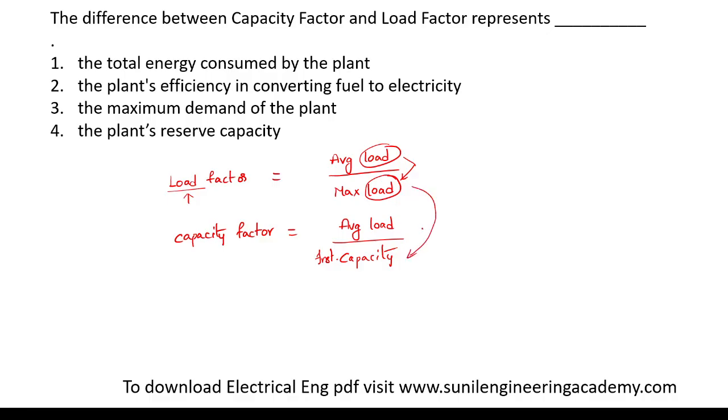So the difference between these two is nothing but the reserve capacity. Generally, we go with a higher installed capacity than the maximum load, so installed capacity minus maximum load or maximum demand generally remains positive. That means a higher installed capacity than the maximum load. So the difference between capacity factor and load factor is nothing but reserve capacity. So what is the answer here? The answer is option 4. Coming to the next question.